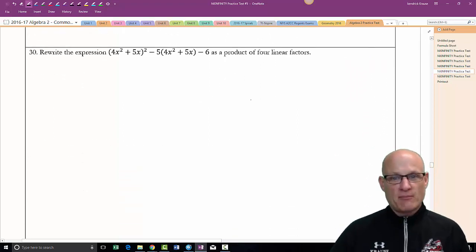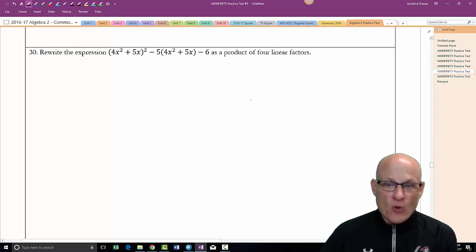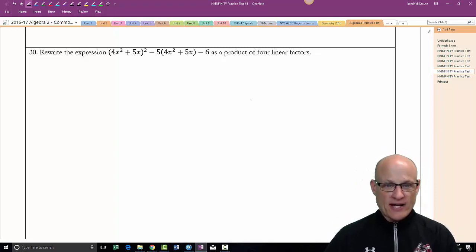Rewrite the expression as the product of 4 linear factors. Say what?